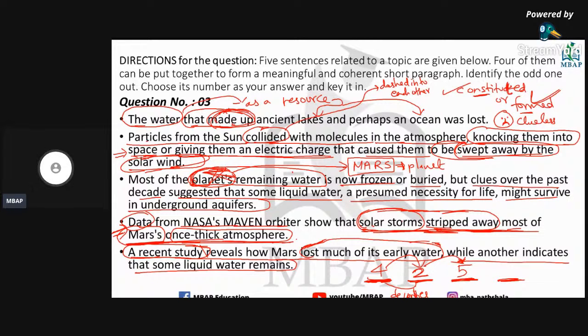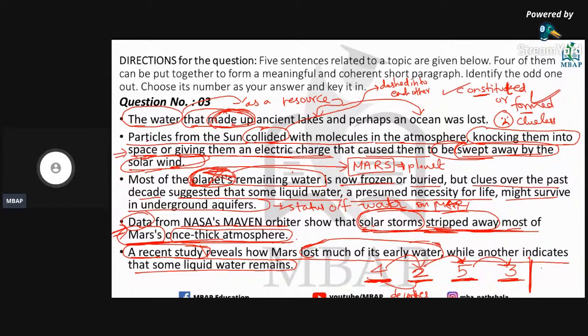Right. Absolutely clear. And then after sentence 5, if you read sentence 3, would you agree with me if I say that sentence 3 talks about the current status of water on Mars? Yes or no? Quick reply on that. Sentence 3 talks about the current status of water on Mars, right?